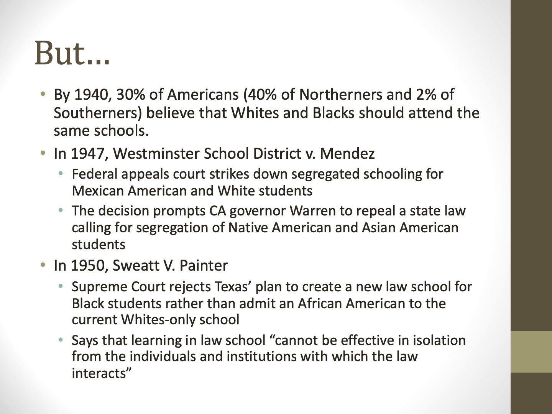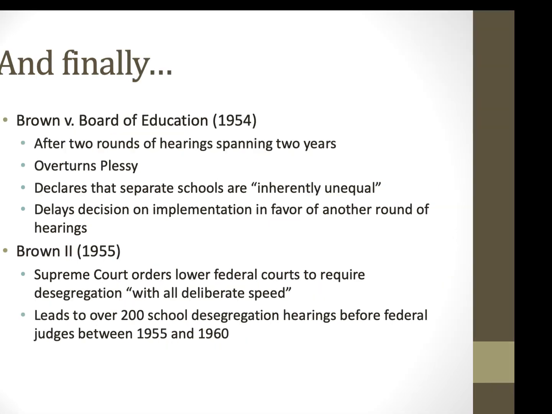In 1950, the Supreme Court rejected Texas's plan to create an entire new law school to avoid having black students attend a whites-only law school, and says, and I think this is an important quote to pay attention to, that learning in law school, and I think this is true, of course, for any school, cannot be effective in isolation from the individuals and institutions with which the law interacts. And educational success suggests that education in the K through 12 system is the same way, that being educated in isolation from certain kinds of citizens of the United States doesn't seem to benefit students.